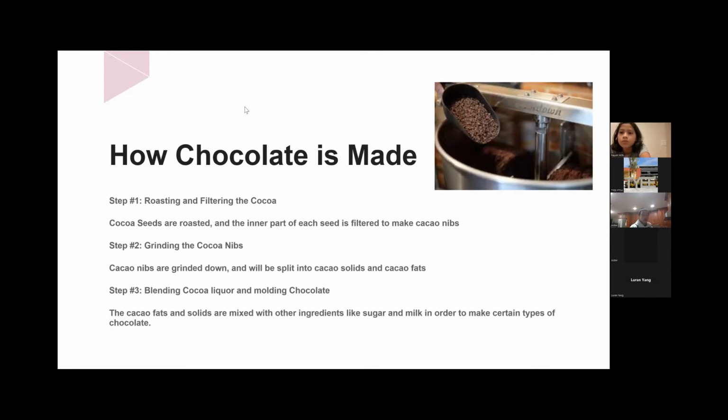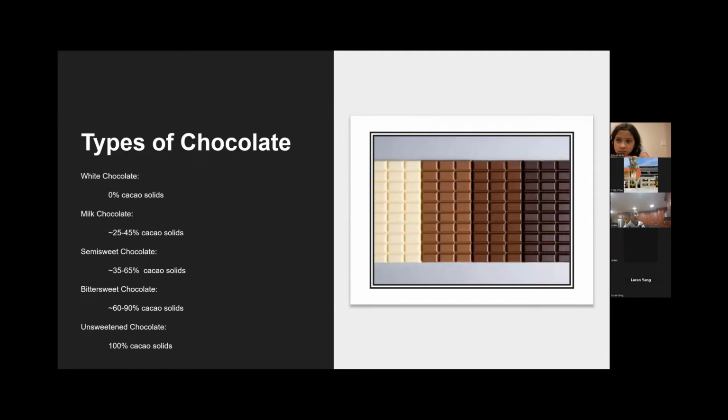And the next slide is on different types of chocolate. So this is how chocolate is sort of defined, I guess. Each company has a different name for the same percentage. Some companies might label one percentage as milk chocolate, while another might label it as semi-sweet. White chocolate is 0% cacao solids. There's no brown in it at all. It's just cocoa fat and milk and sugar.